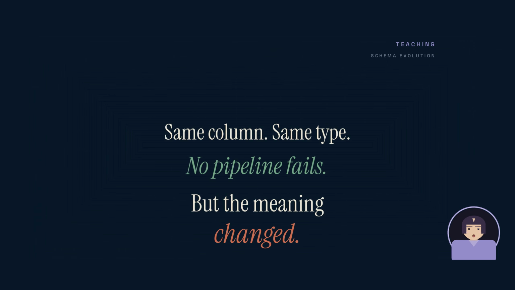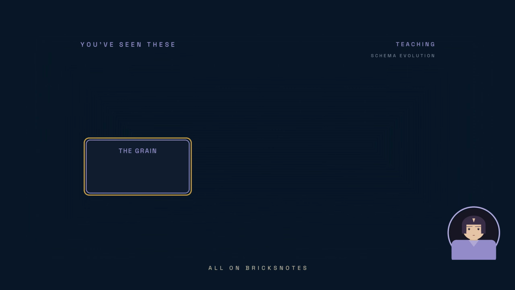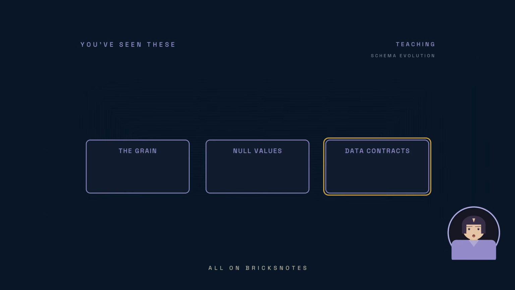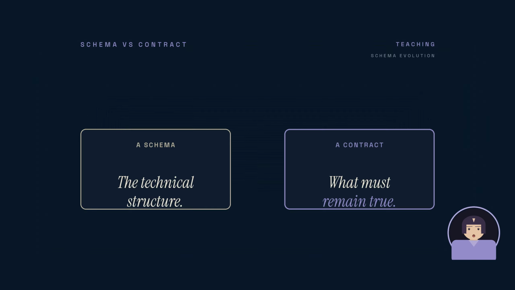This connects directly with our recent videos on grain, null values, and data contracts. A schema tells you the technical structure. A data contract tells you what must remain true. That contract may define required columns, data types, freshness, quality rules, business meaning, and what should happen when something changes.